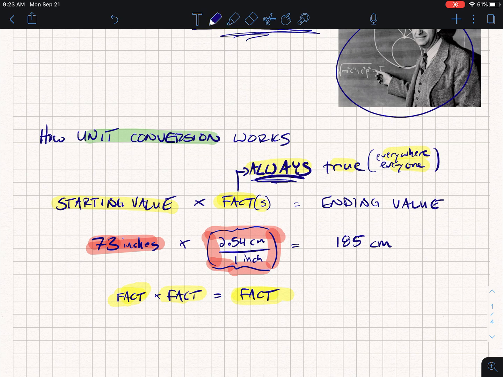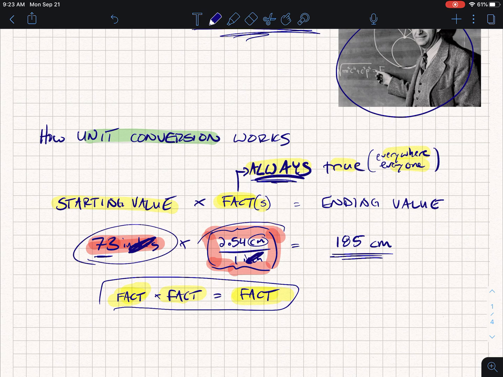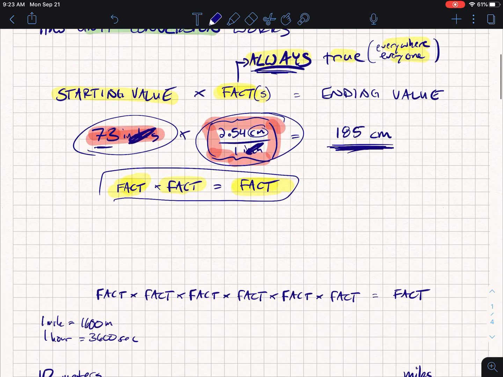And when I write the fact in the correct form of having inches on the bottom, this inch canceled and that inch canceled. And now it leaves me with only units of centimeters. And when I multiply 73 times 2.54, I get 185 centimeters. Here's the huge idea. If that's a fact and that's a fact, then this has to be a fact. And the units prove it. Because if the units cancel out, that means you set this thing up right.